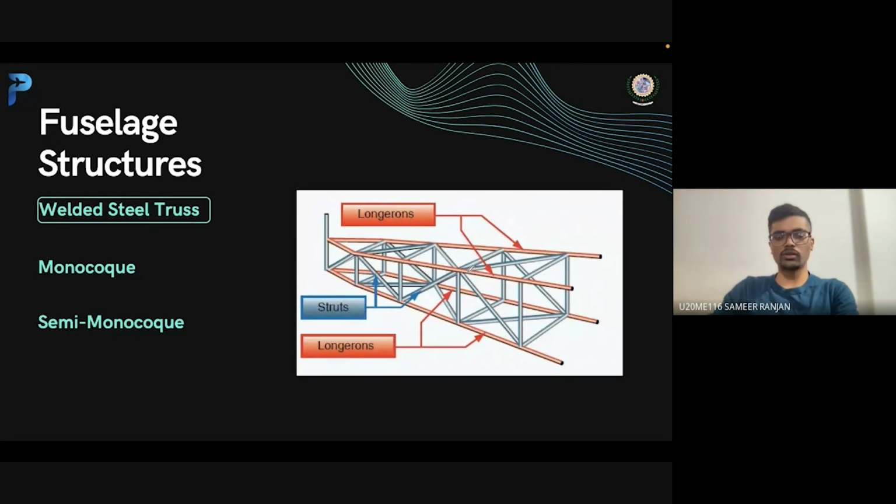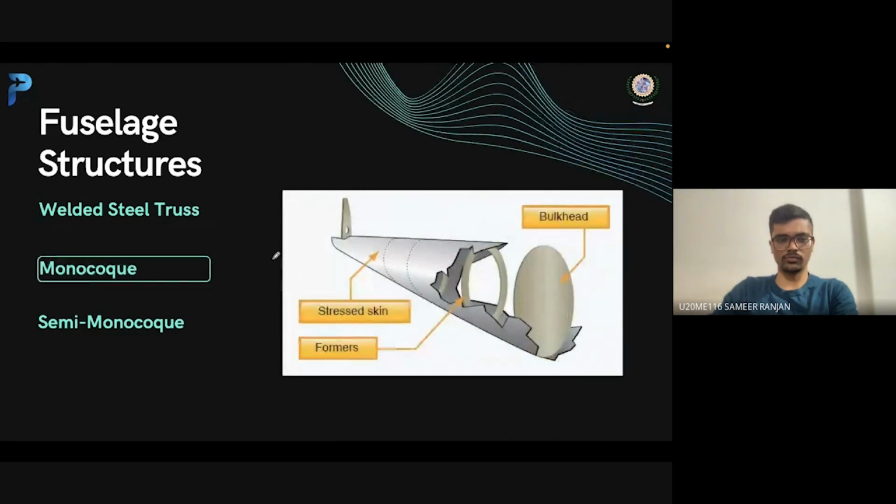Nowadays, it is not much in use, but previously this was the only structure used by the Wright brothers, and I think it is now restricted to some trainer aircraft or inexpensive aircraft. After this, the scientists came up with another fuselage structure, which is the monocoque structure.